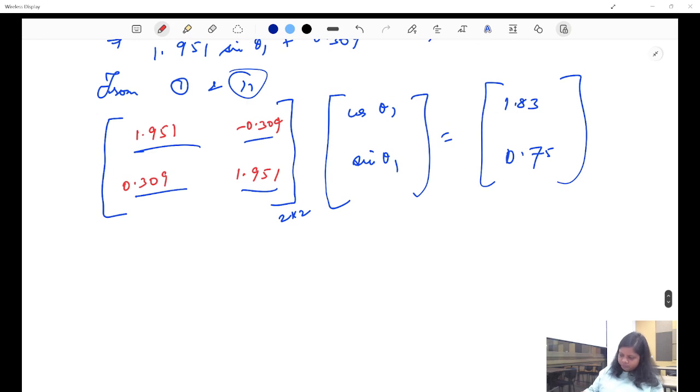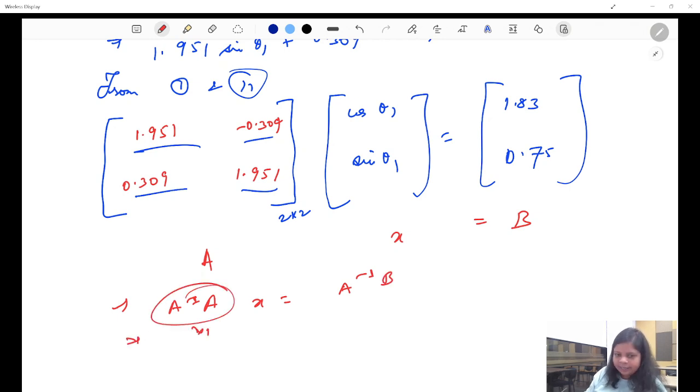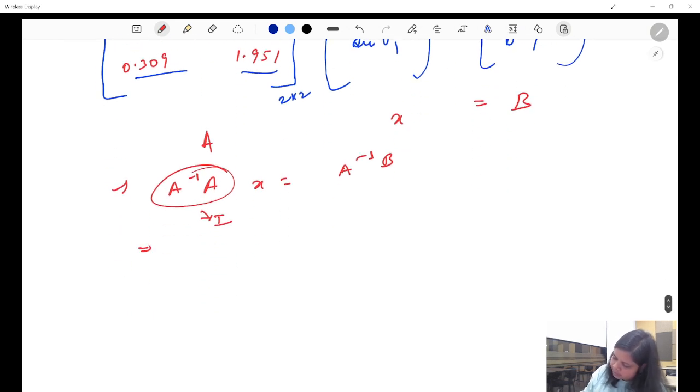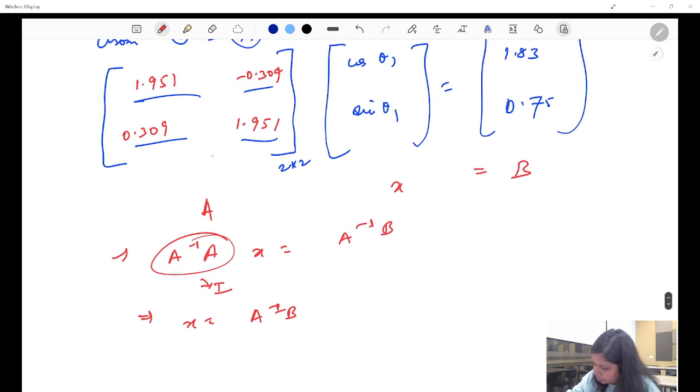Once we have this, we can take the inverse. Let's consider it to be Ax is equal to B. A inverse A x is equal to A inverse B. This becomes the identity matrix, right? So from here we can write x is equal to A inverse B. So you need to find the inverse of this matrix.